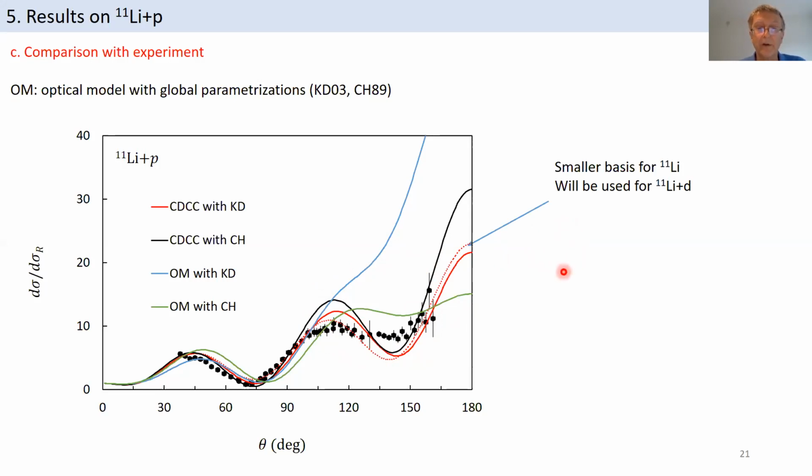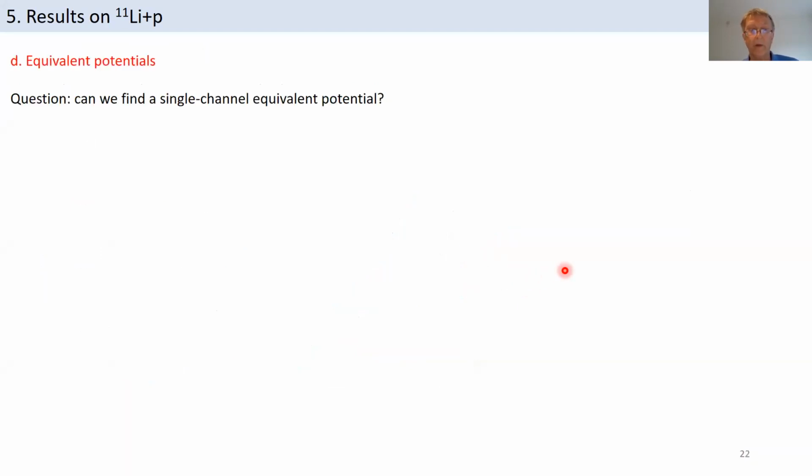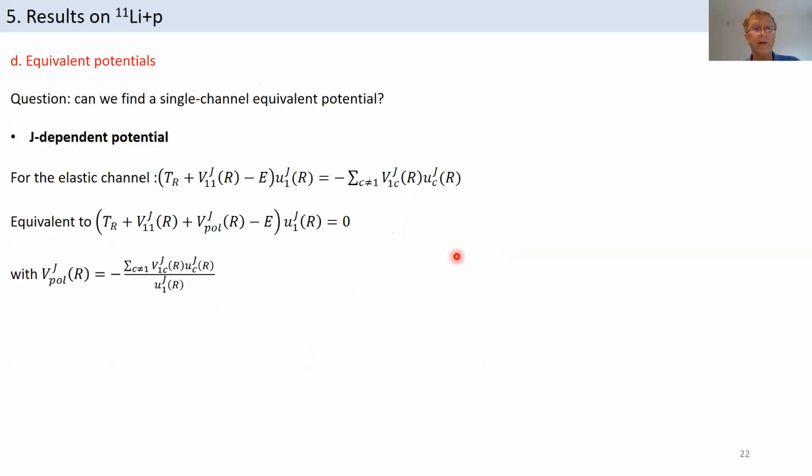I've shown you the basis I'm using for lithium 11 plus P, but for lithium 11 plus D, these are much bigger calculations. And I have to reduce the lithium 11 basis, and I've used a smaller basis, and this dotted line here is the result that I get for lithium 11 plus P with this smaller basis. Another interesting thing is about equivalent potentials. So the question is, can we find equivalent potentials?